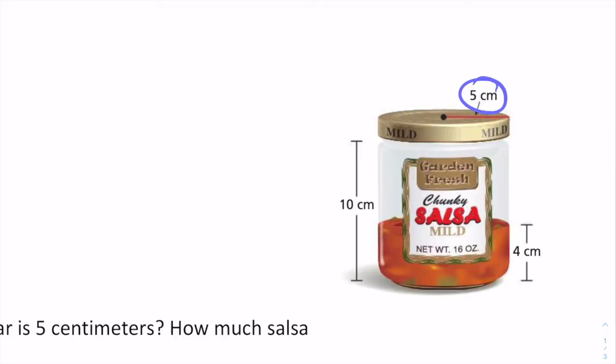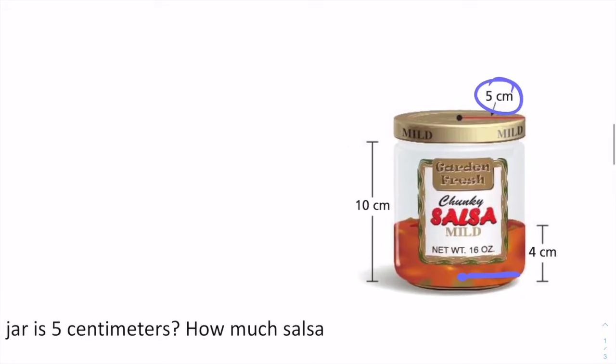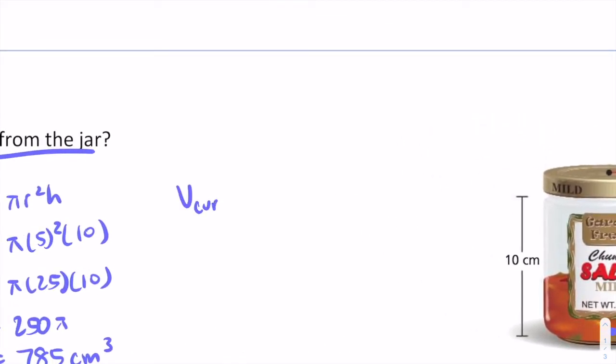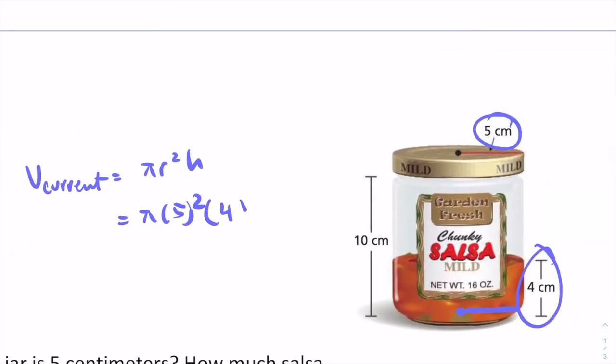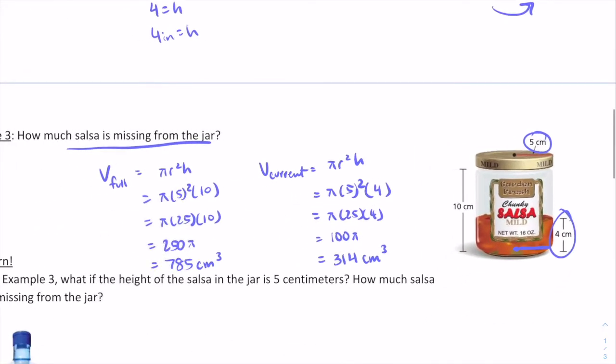Okay, so now let's figure out how much salsa is inside right now, right? Doesn't my radius change? I don't think my radius changes. So the radius of my new volume is still going to be 5, but what changes? My height. So now V, the volume of my current, is going to be pi r squared h. Pi, my radius we said was 5 still, my current height is 4. So you get pi times 25 times 4. You get 100 pi. This I could do in my head. I get 314 centimeters cubed. So that's how much salsa is in there right now.